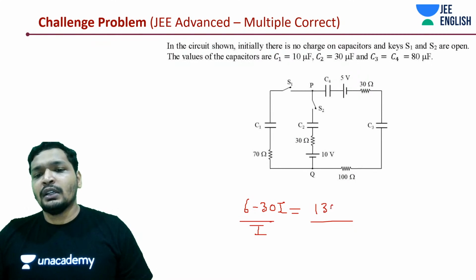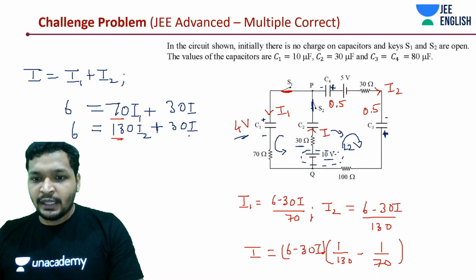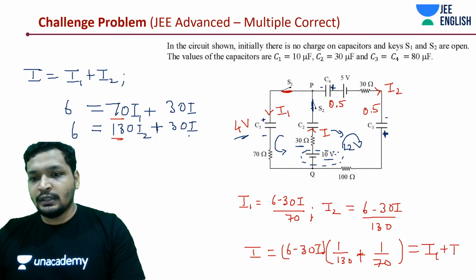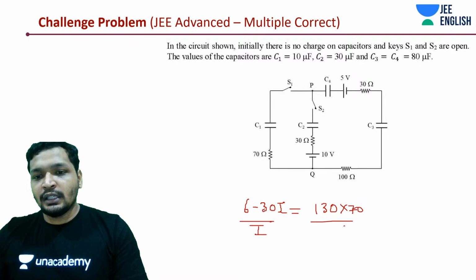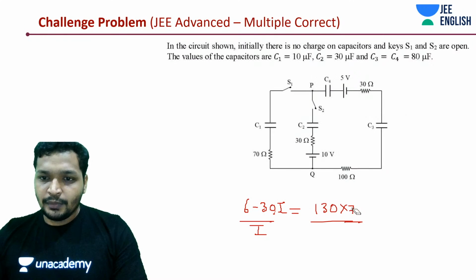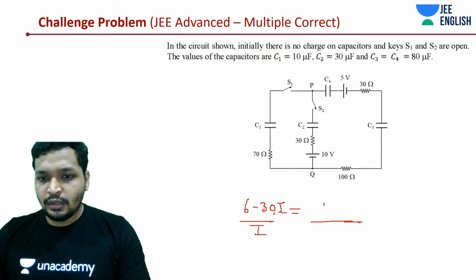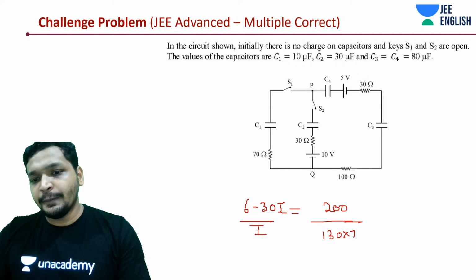We could have concluded the answer quickly, I guess, before this. It's plus, guys. Really very sorry. It's I1 plus I2, it should be plus. No question of minus. Was a really huge blunder. So yes, it's 130 into 70. 130 plus 70, that's 200, divided by 130 into 70.